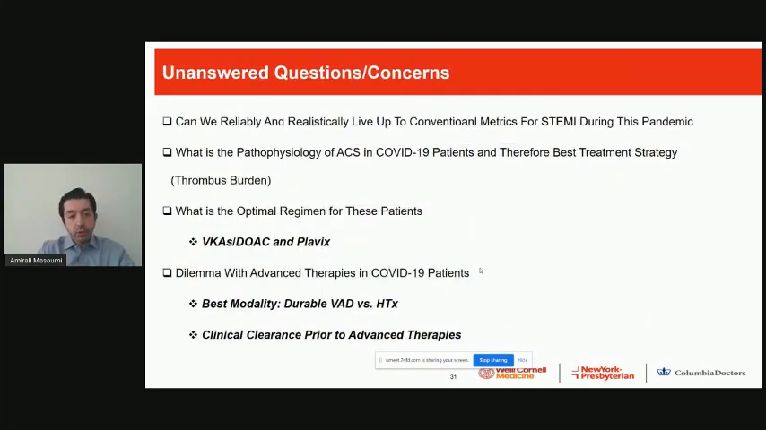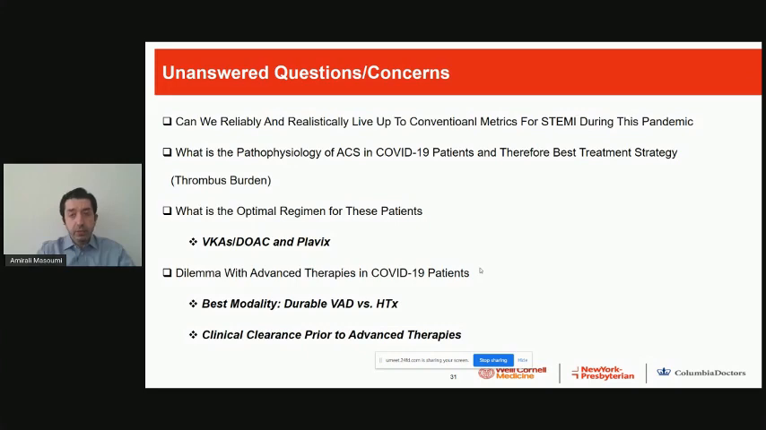There are many unanswered questions, and I hope we don't go through a second wave or other surges, but these are the things that we need to consider, and hopefully we'll be better in our responses. One is how reliably we can live up to the conventional metrics for STEMI, like door-to-balloon time, and so on. What is the pathophysiology? Because that dictates our management and medical therapy. If this is purely thromboembolic, should we start vitamin K antagonists or DOACs with Plavix? Some of them really do not need stenting.